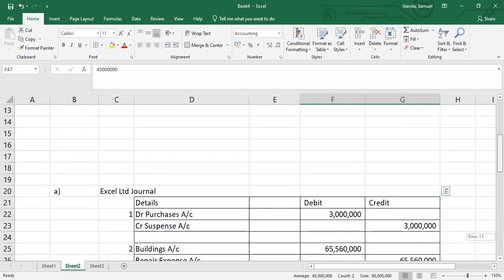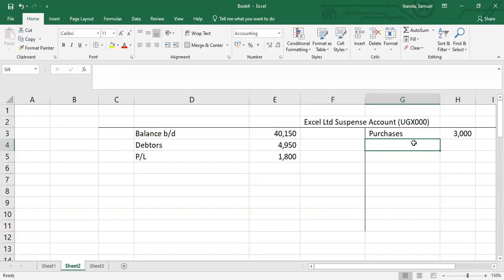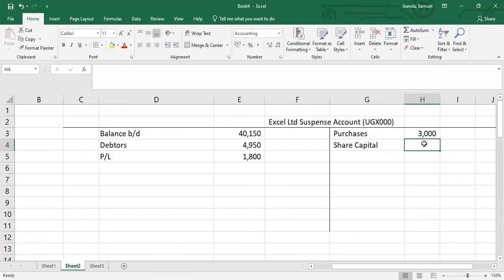Yeah, so I'll just come to my suspense account here and write share capital, and it's 45 million, which I'm crediting. So I'll put 45,000 right there. That is what I'll basically put.